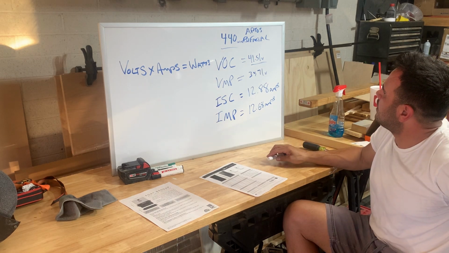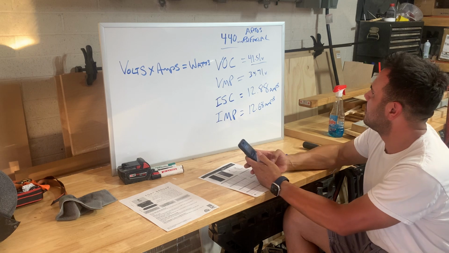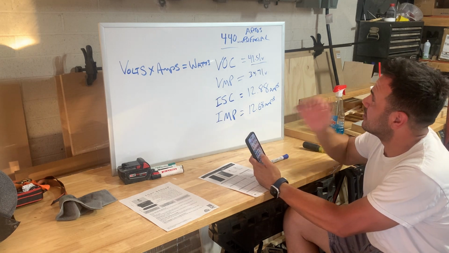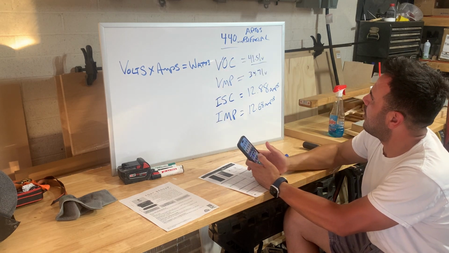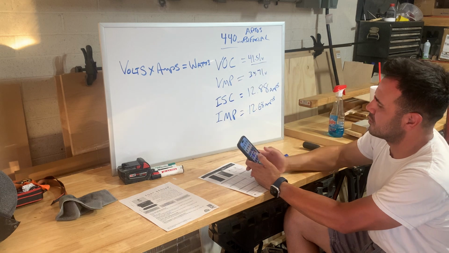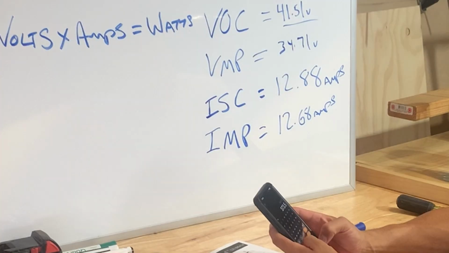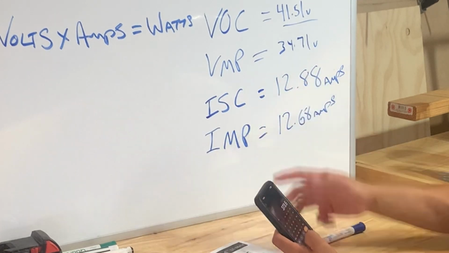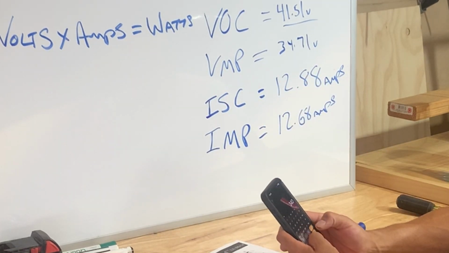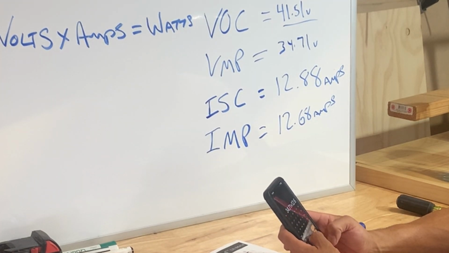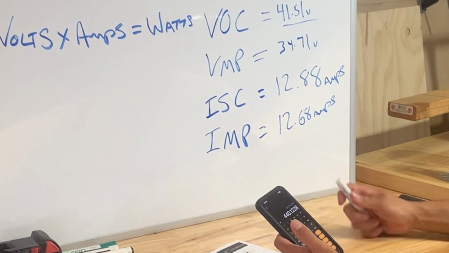And so let's see where they get this 440 watt panel based off of these numbers here. I'm going to do 34.71 times 12.68, 440. So that's how they get this number.